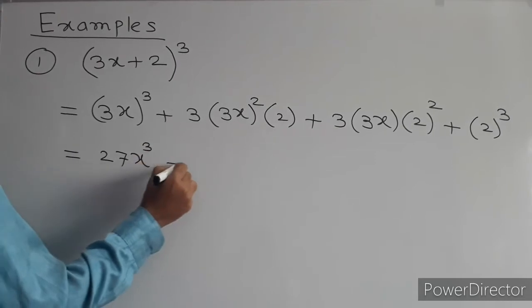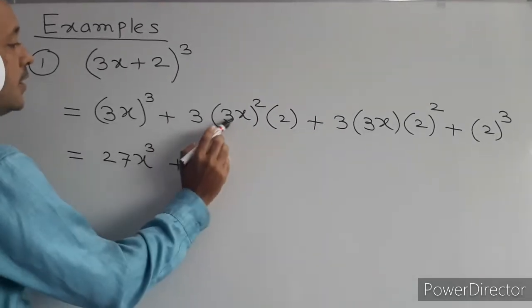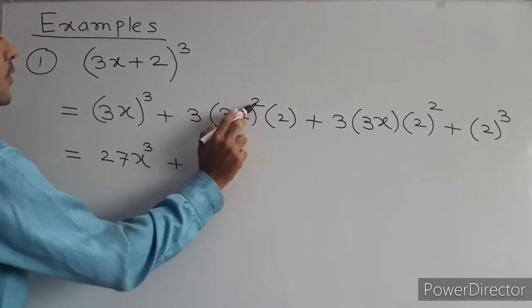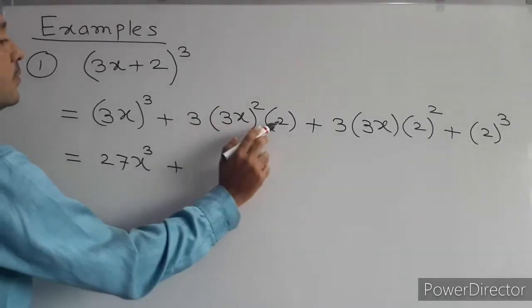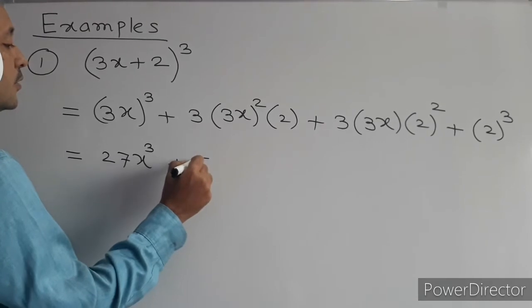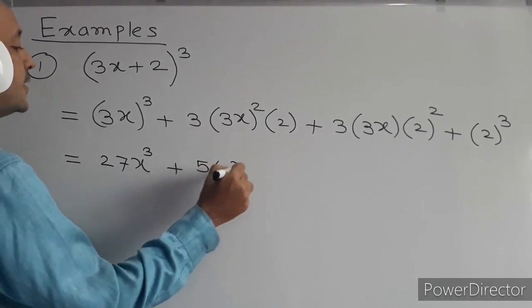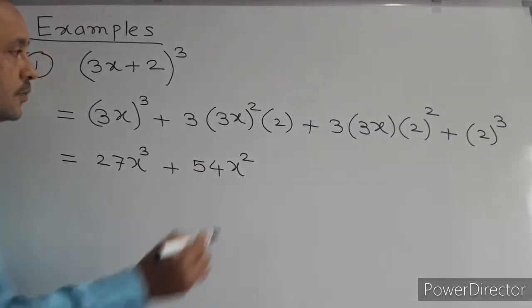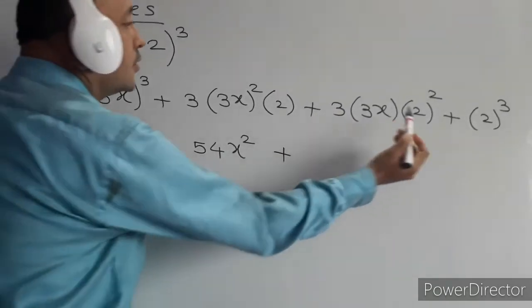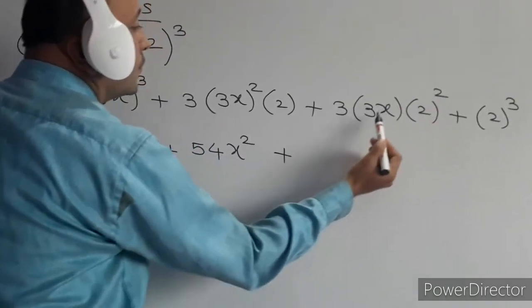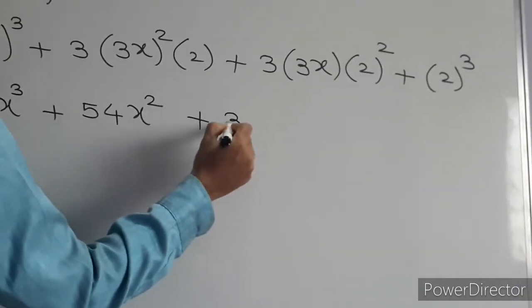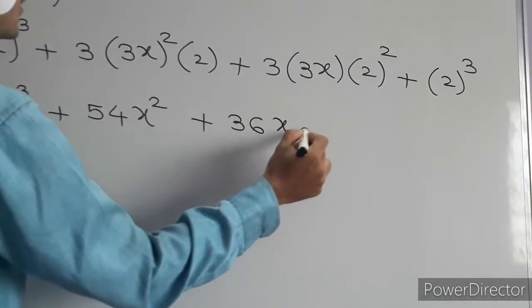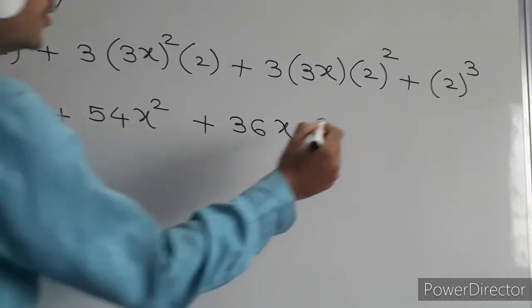x cube plus, so see here 3x bracket square, then 3 square is 9, 9 multiplied by 3 is 27, 27 multiplied by 2 is 54, then x square plus, so 2 square is 4, 4 multiplied by 3 is 12, 12 multiplied by 3 is 36, 36x plus 2 cube is 8.